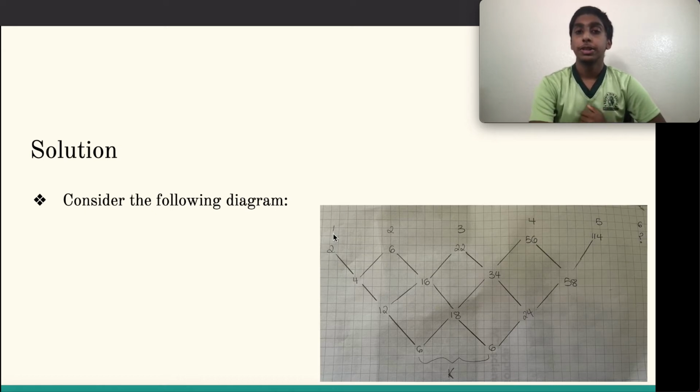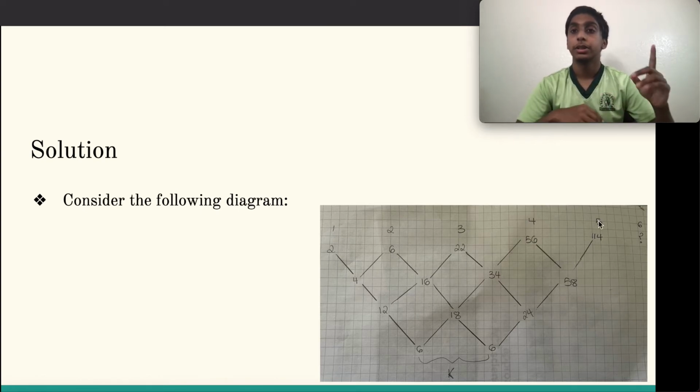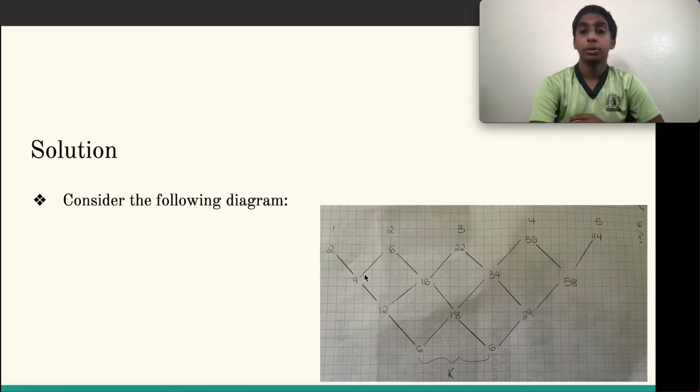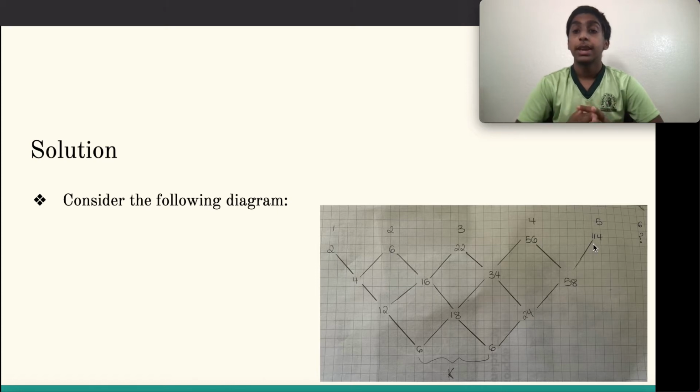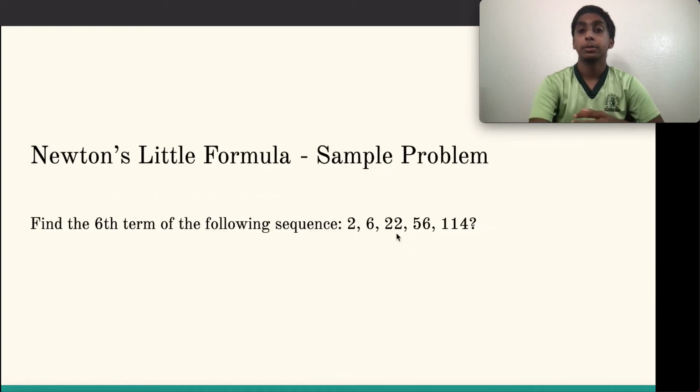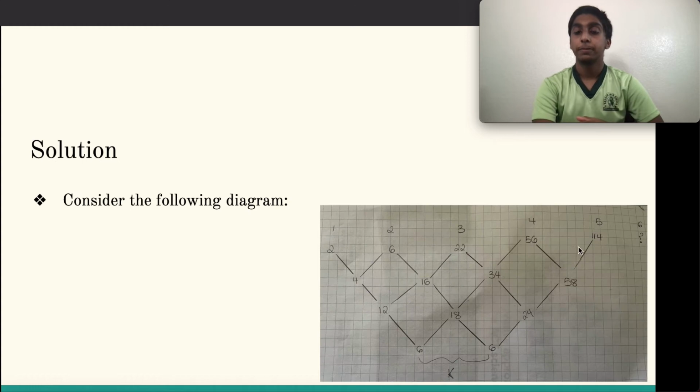So off the top, you can see this 1, 2, 3, 4, 5. That's the term. So first term, second term, third term, fourth term, fifth term, and so on. Now the 2, 6, 22, 56, 114, that's the terms that were given in the sequence. The sequence told us the terms were 2, 6, 22, 56, 114, so I wrote them on the top row. Now I gotta start calculating.